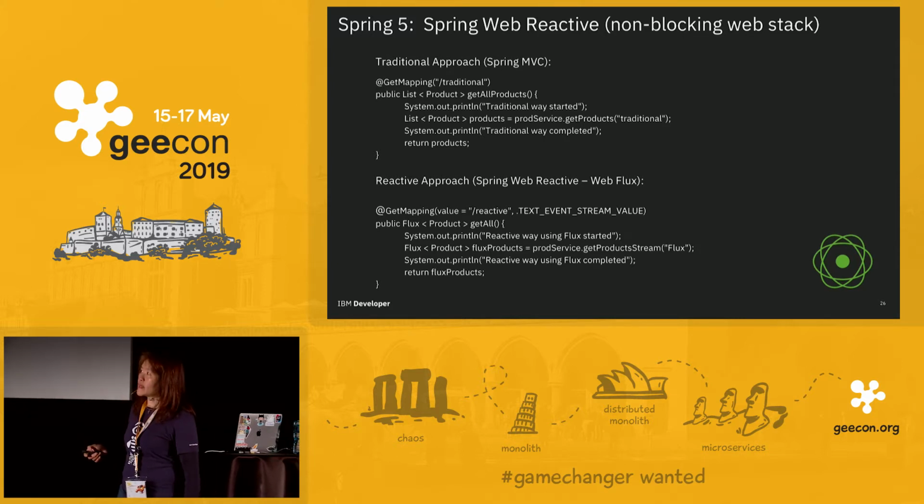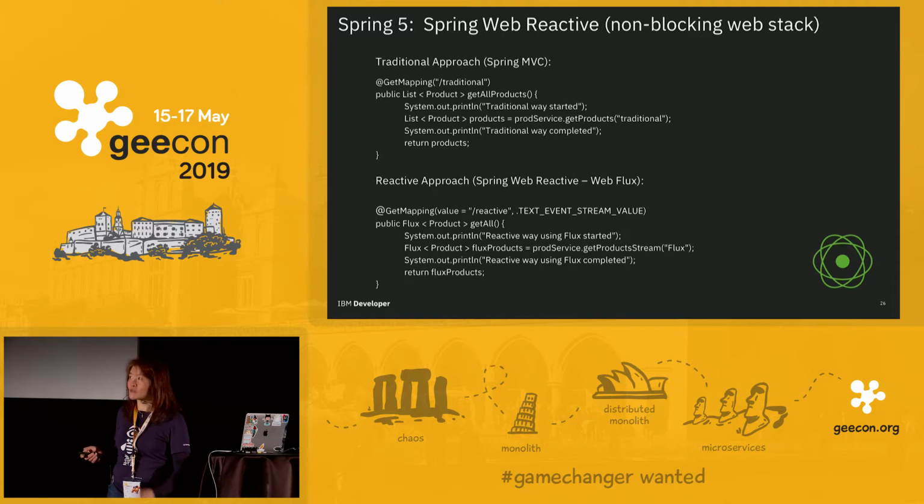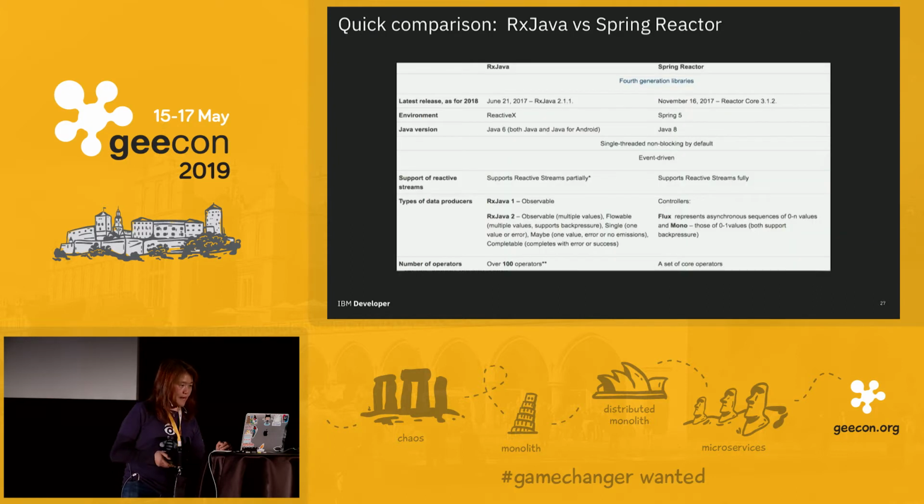So, okay, going back to here, when you run this function, get all, and you get back your flux, then you actually see "reactive way using flux completed" show, because at this point it's an asynchronous call, so you're waiting for your result, but the method will exit at that point. Okay, so that's Spring Reactor.